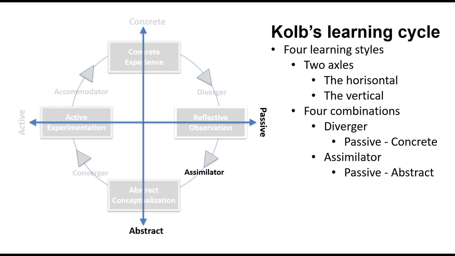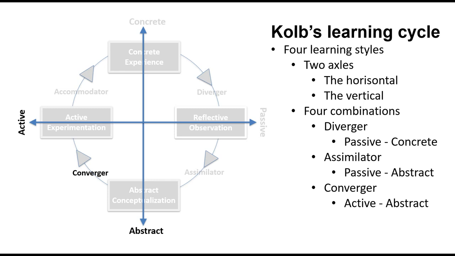The Assimilator is placed in the lower right corner of the model and is a combination of passive and abstract. The Assimilator pulls several different observations and thoughts into an integrated whole, likes to reason inductively and create models and theories, likes to design projects and experiments.